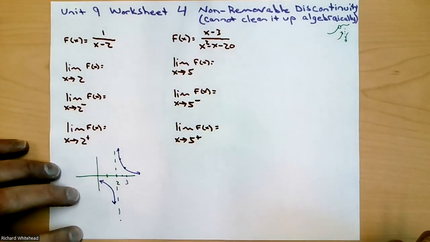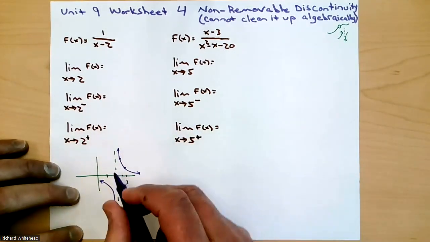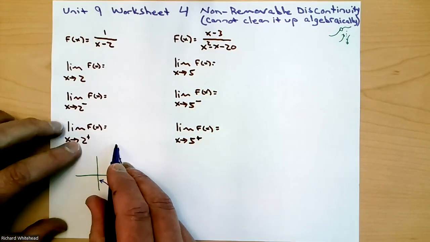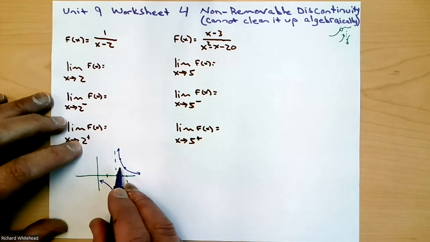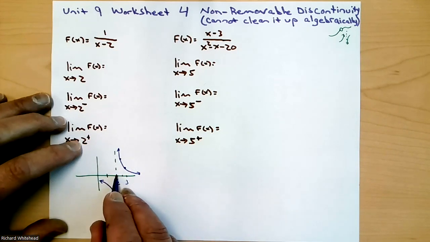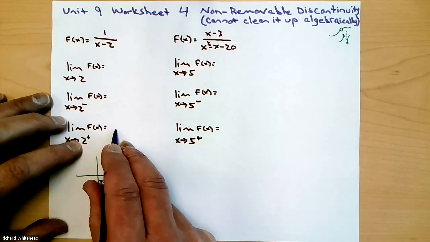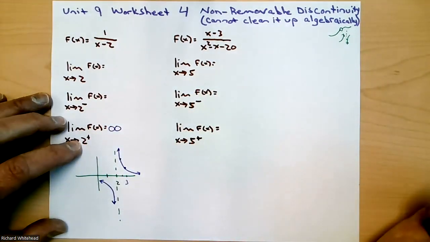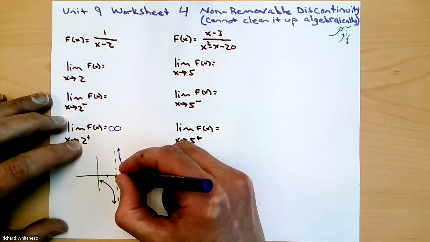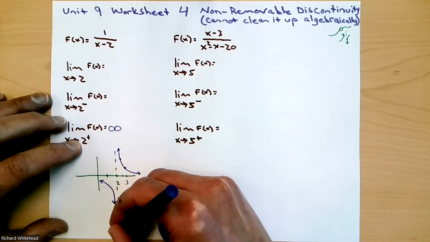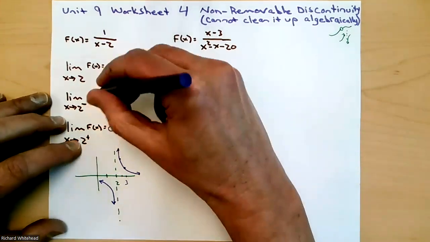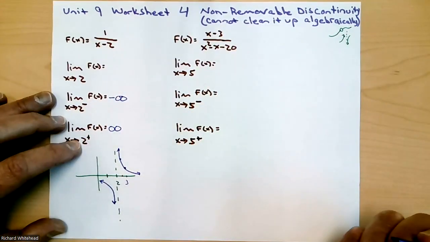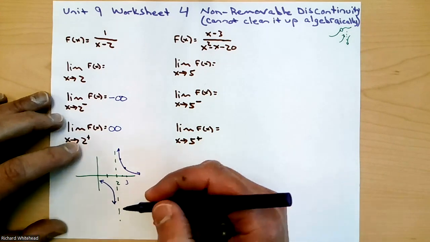And you're thinking, oh, remember this? As I'm approaching 2 on the right, it's going up to infinity. So right here, approaching 2 on the right, I'm getting infinitely closer to 2, the graph is going up to infinity. The y value is going up to infinity. So that's infinity right there. As I'm approaching 2 on the left, the graph is going downward to negative infinity.